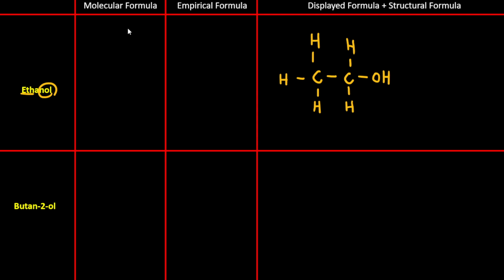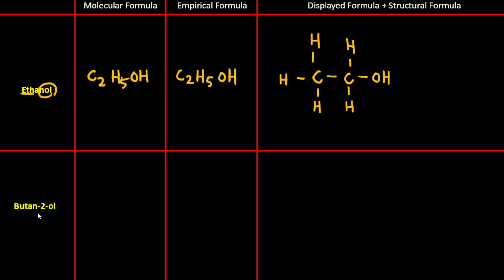My molecular formula is 2 carbon, hydrogen is 1, 2, 3, 4, 5, and then OH. My empirical is the simplest whole number, so it's simply C2H5OH.